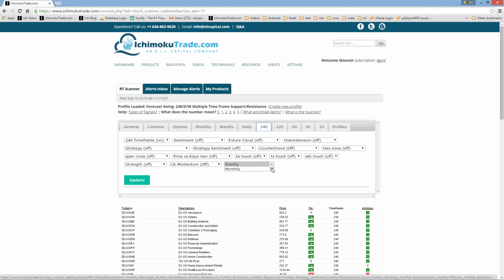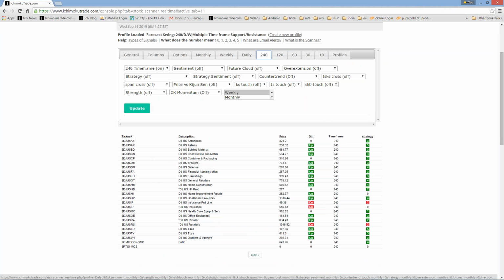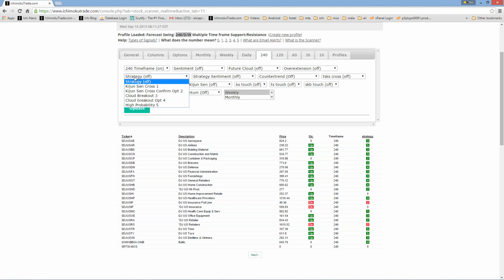Now, let's say I want to change this. I see that this is a 240-minute, daily and weekly. They have the same support resistance. Now, I want to find all the bullish trades out there. So what I could do is turn on the strategy here and say I want everything that broke out of the cloud right here, and I want it to be specifically bullish. If you kept this off, you'll look for both bullish and bearish cloud strategy breakouts.